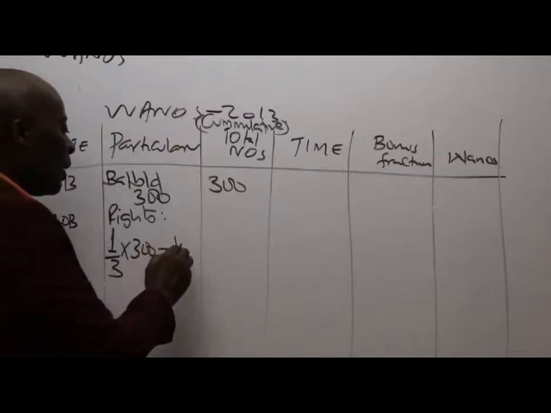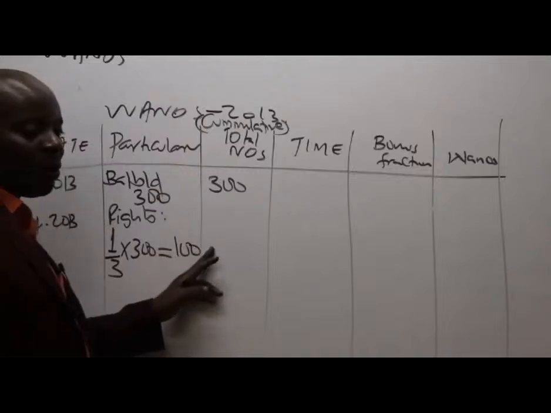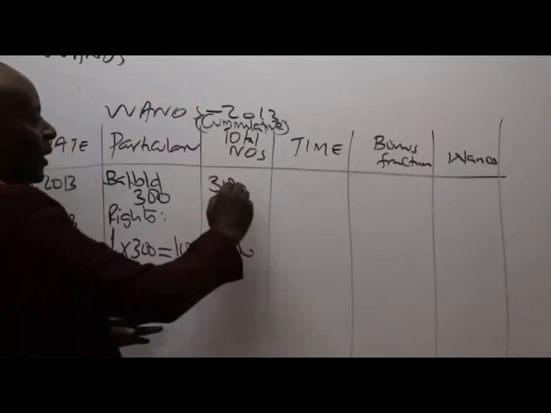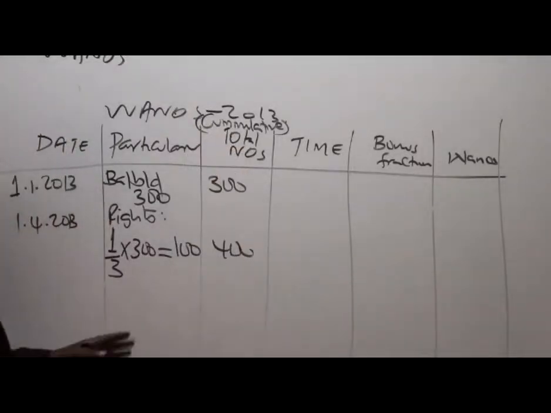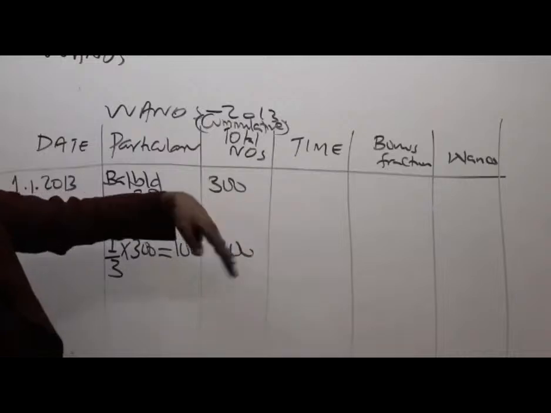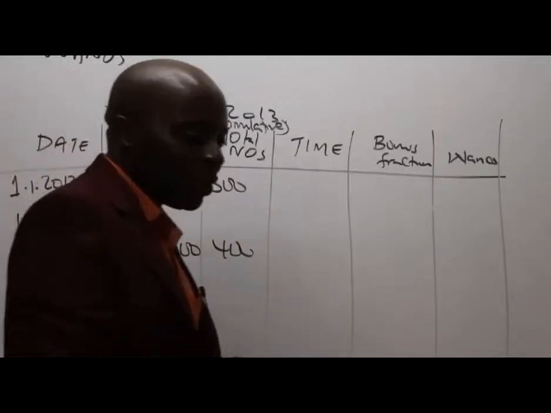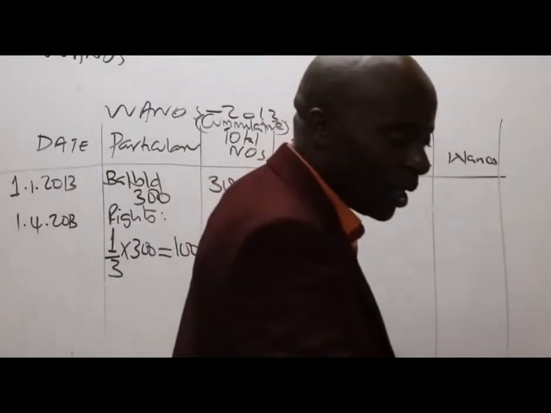So kumaanisha cumulatively up to date tuko na shares ngapi? 400. Because we are accumulating, it's cumulative like that. Usikajaze hizo columns you type na achana nazo kwanza. Wewe endelea tu kushika shares zote mpaka mwisho wa mwaka.